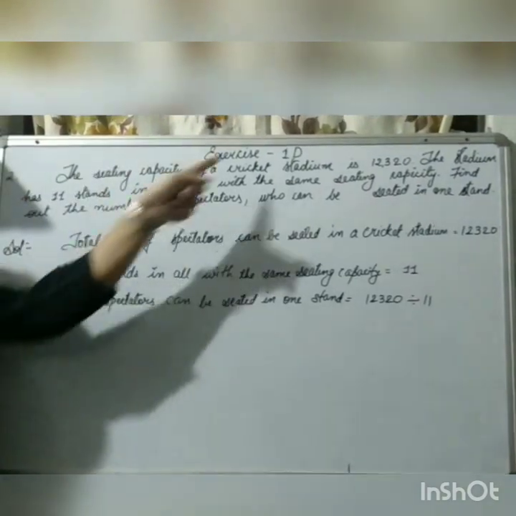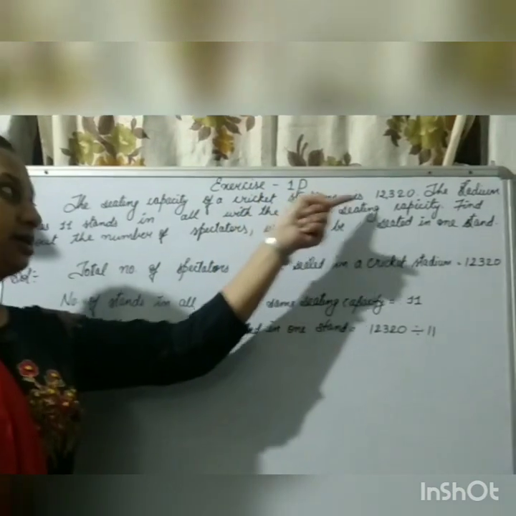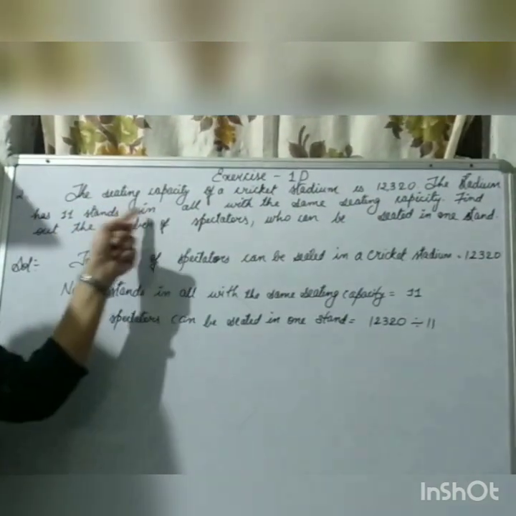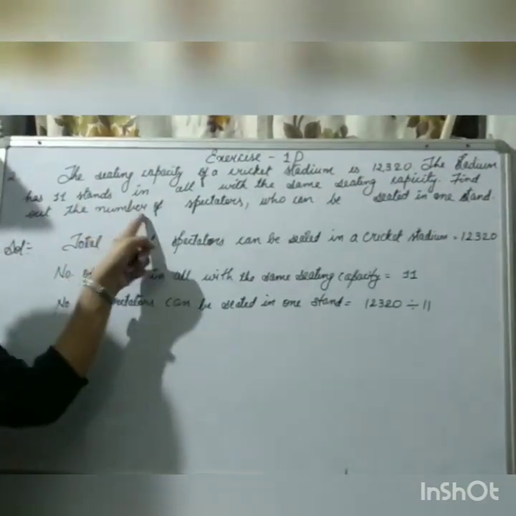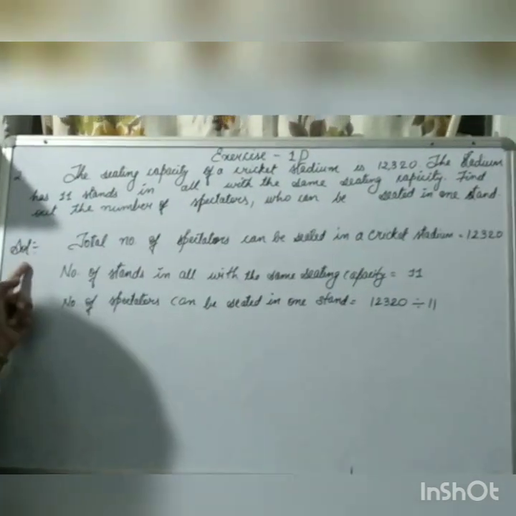Come to the second question of exercise 1D. The sitting capacity of a cricket stadium is 12,320. The stadium has 11 stands in all with the same sitting capacity. Find out the number of spectators who can be seated in one stand. So come to the solution.